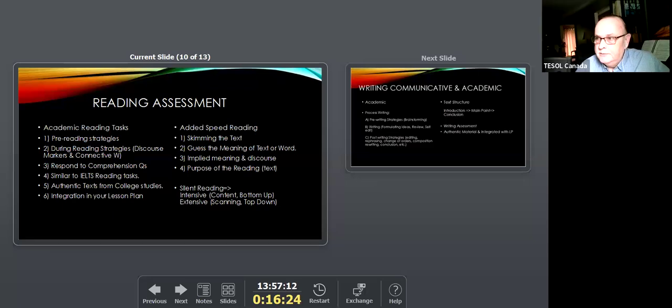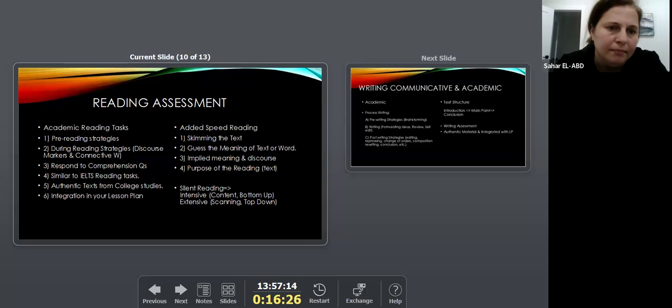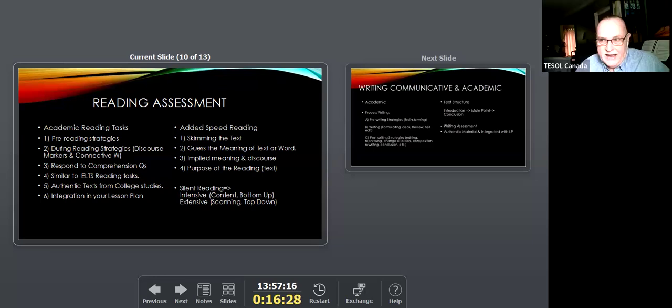Thank you, Sahar. Okay. So there's added speed reading or skimming of the text. You can guess the meaning of a text or a word. There is implied meaning and discourse, and there is the purpose of the reading or the text. With silent readings, you have intensive for content, which is bottom up, and extensive, which is scanning, a top down process.